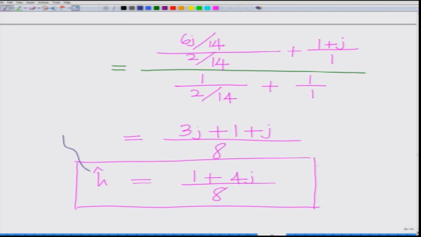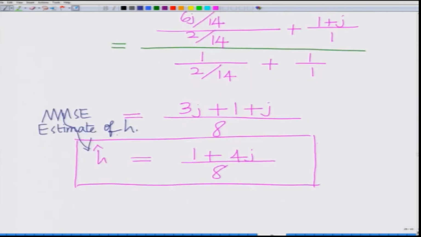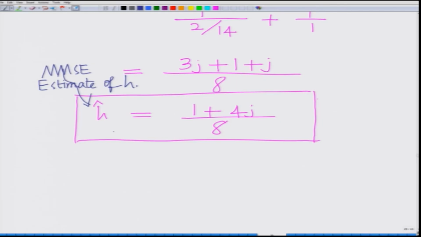What is this? This is the MMSE estimate of the channel coefficient h. Okay. So, you considered a simple example and derived the MMSE estimate of the channel coefficient h.